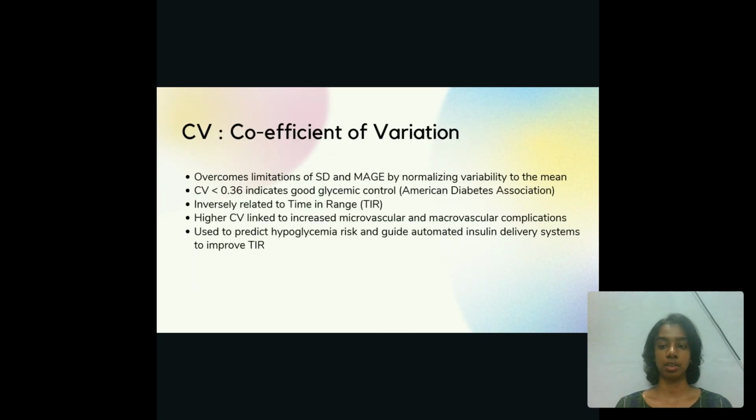Coefficient of variation. This addresses the drawbacks of standard deviation and MAGE by normalizing for the mean. A CV below 36% is considered good control by the American Diabetes Association. It's inversely related to the time in range, meaning as the coefficient of variation goes up, the TIR goes down. A high coefficient of variation is tied to more complications and is also used to guide insulin delivery systems.